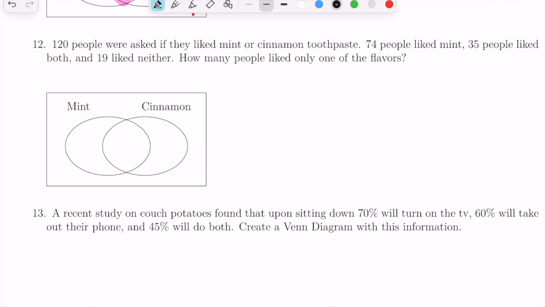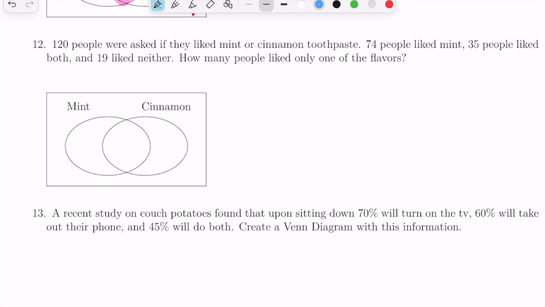Let's go to the next one. 120 people were asked if they liked mint or cinnamon toothpaste. 74 people like mint, 35 people like both, 19 liked neither. How many people like only one of the flavors? This is a case where earlier in the lesson I said that you should start in the middle when you have a both kind of scenario, or when you're trying to fill the numbers in. This is where that applies.